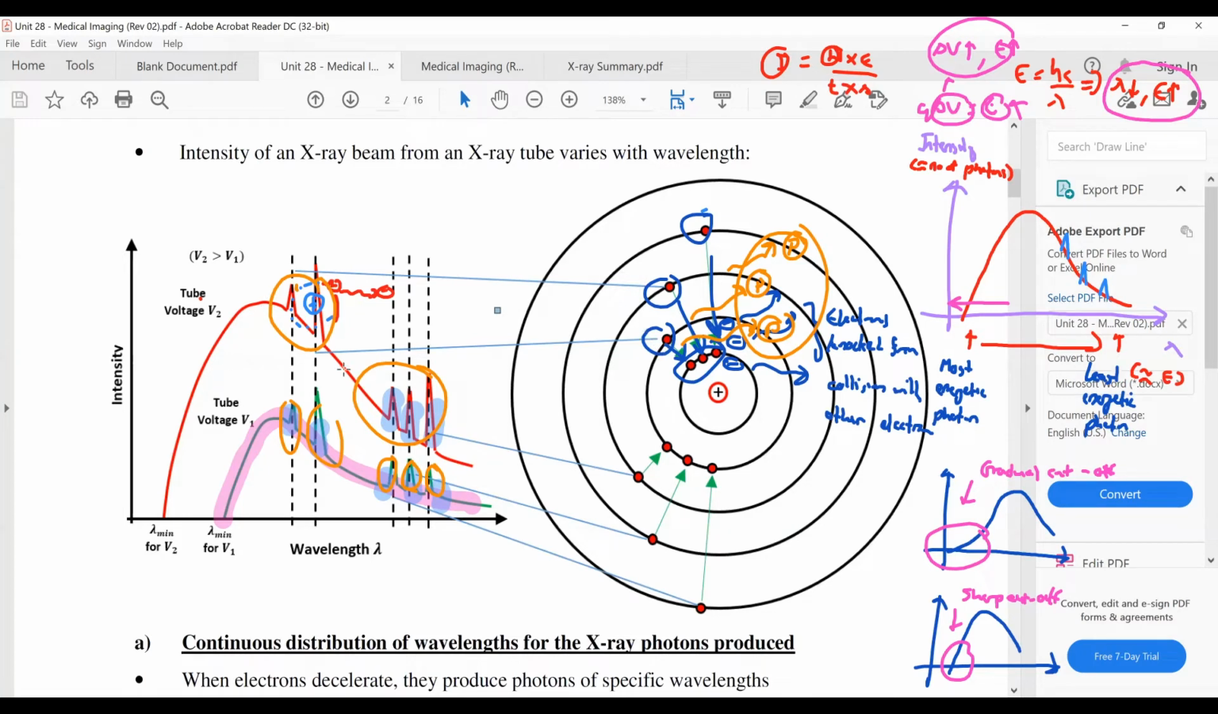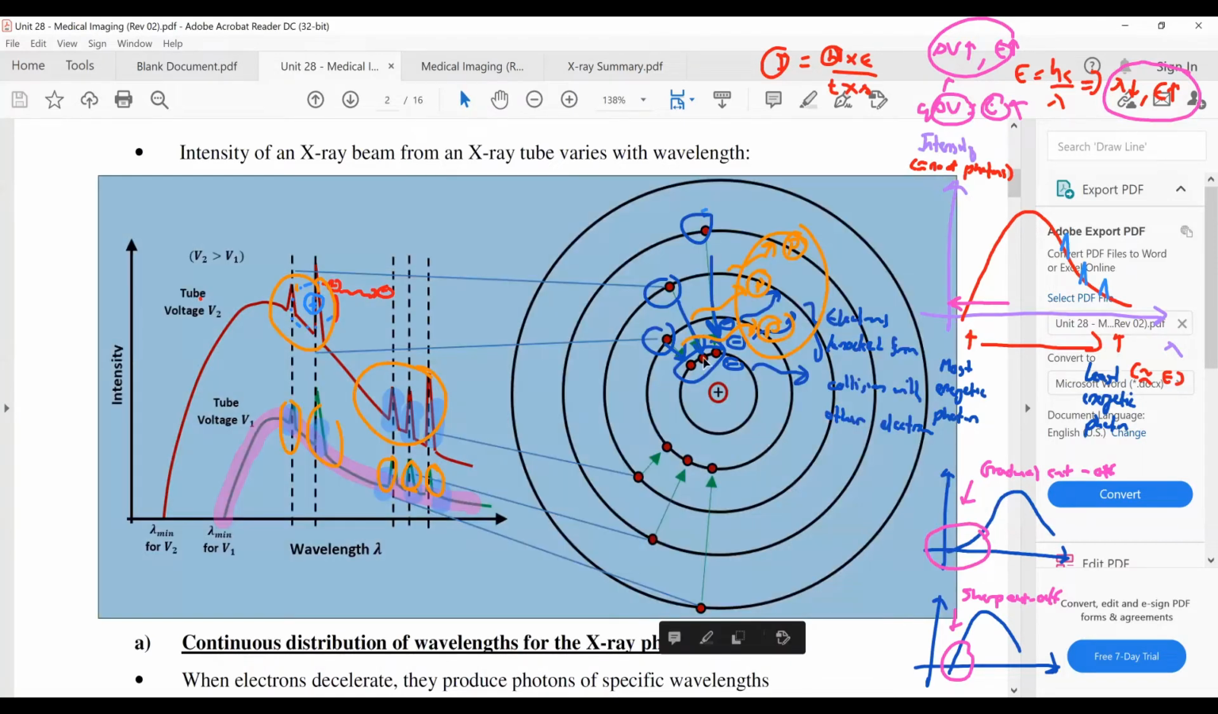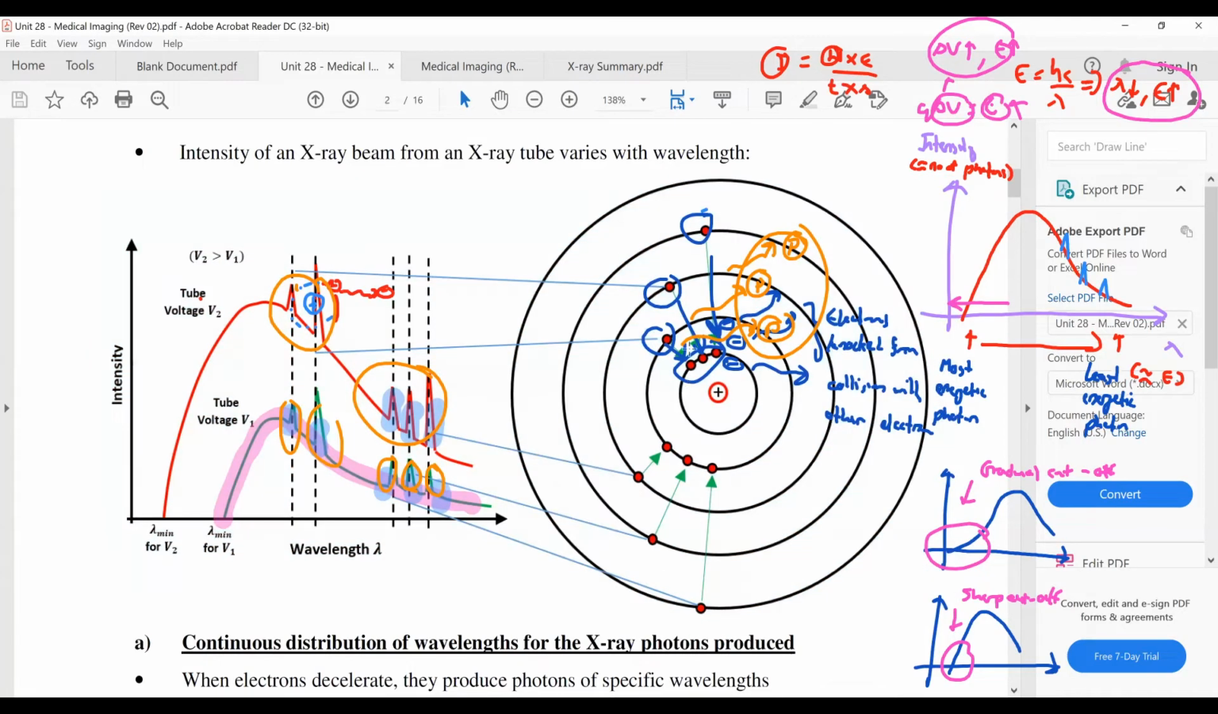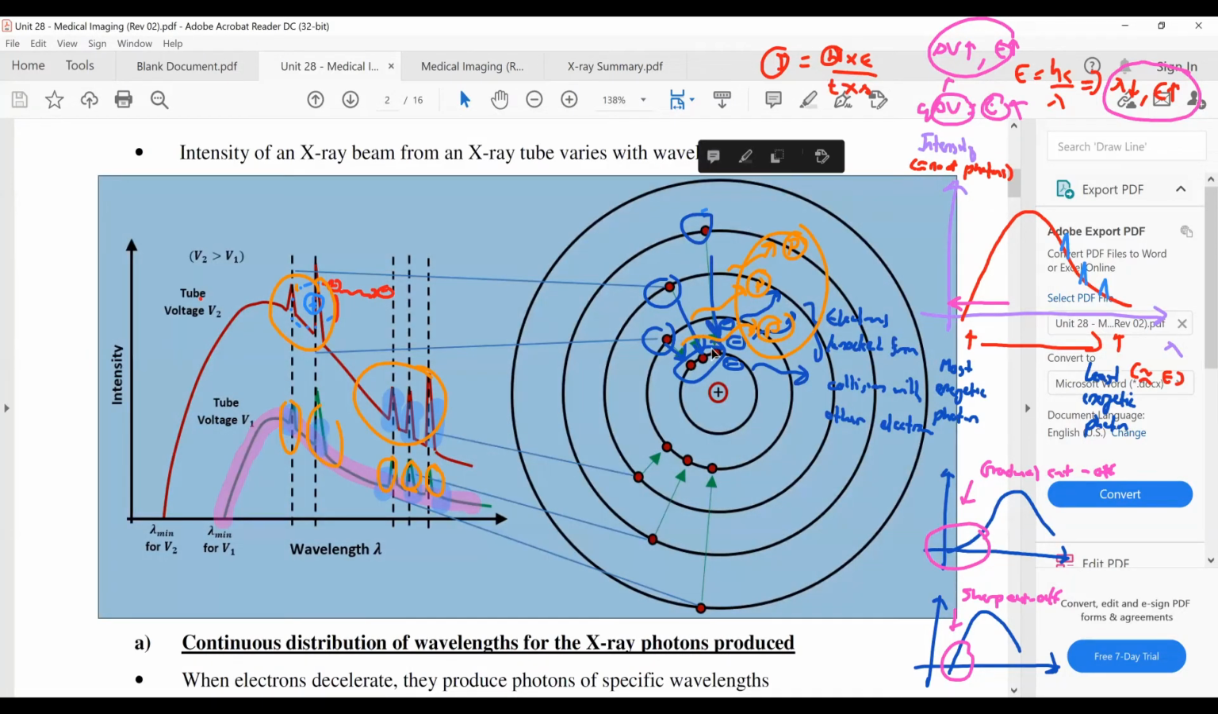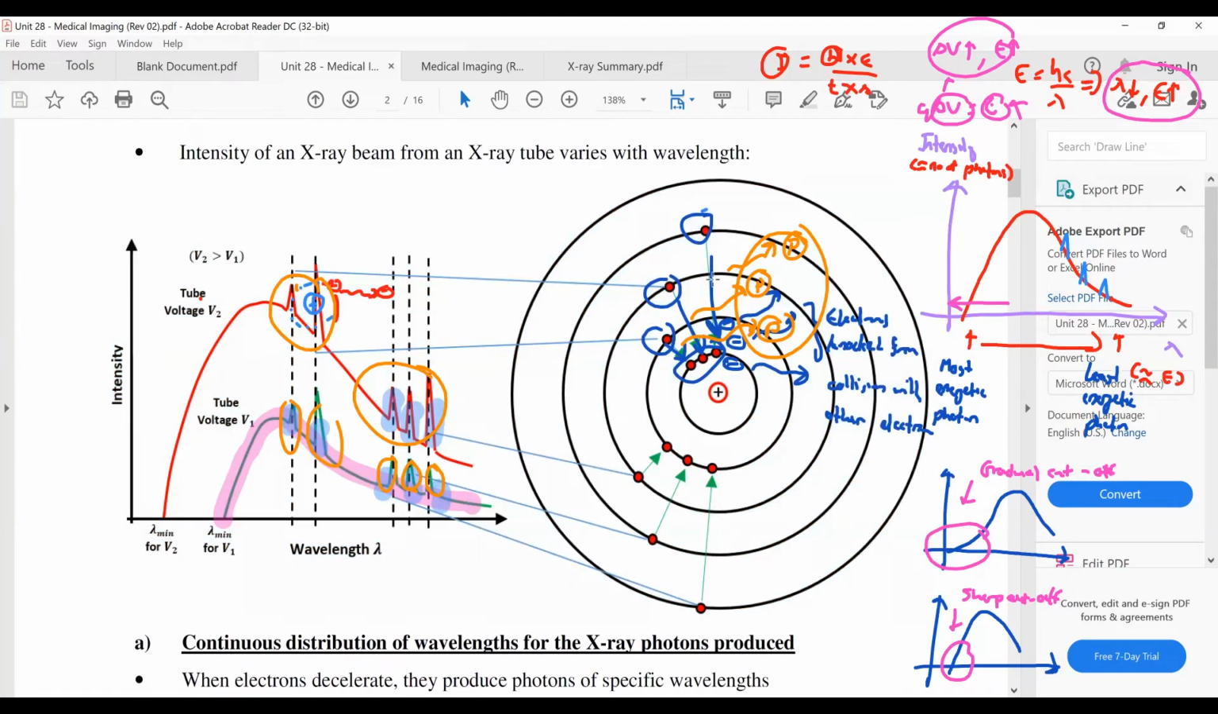So even at higher tube voltage, when your electrons knock off the electron in the innermost shell, your electron configuration is still the same, your electron energy levels are still the same. So when your electrons on the higher shell drop down to the lower shell, you're still going through the same energy level, hence you're still going to get photons of the same energy. All right, so you're still going to have additional photons giving you this spike, but they will be the same value as when you use the lower voltage.